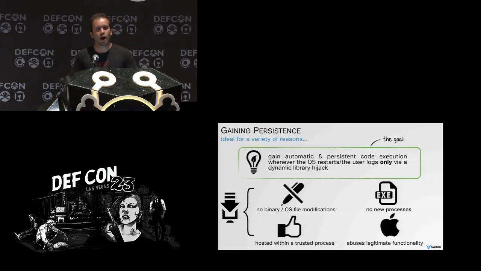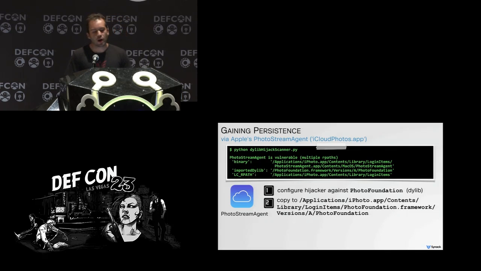There's also going to be no new processes. Our malicious dylib is going to get loaded into an existing process. So the user's not going to see any new malicious processes running if they do a ps or check Activity Monitor. Also, it's going to be hosted within a trusted process. This is good because a lot of times trusted processes are allowed to do more things than untrusted processes. And again, it abuses legitimate functionality. Anytime you have an attack that abuses legitimate functionality, it means it's probably going to be harder to patch and detect.